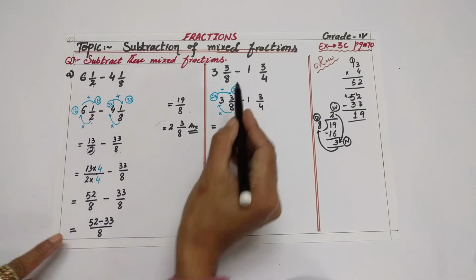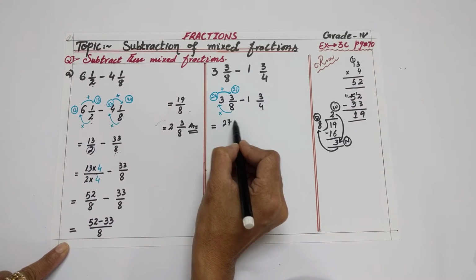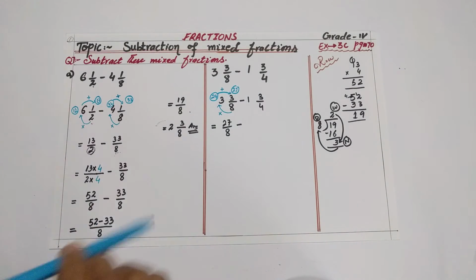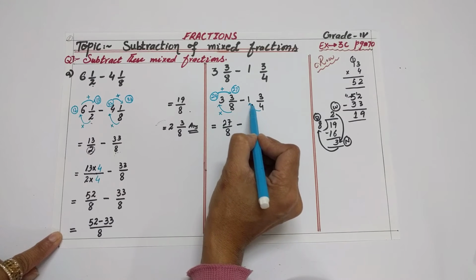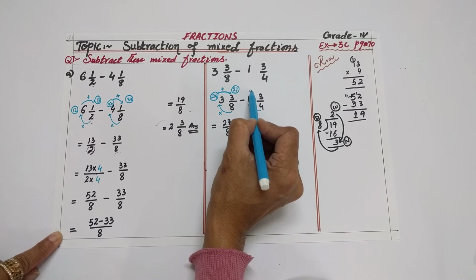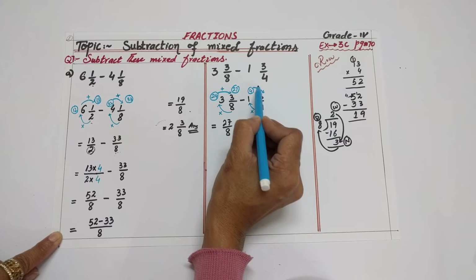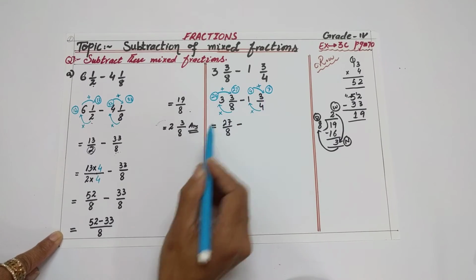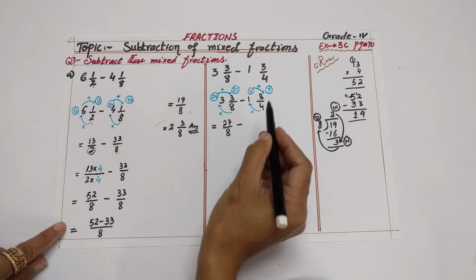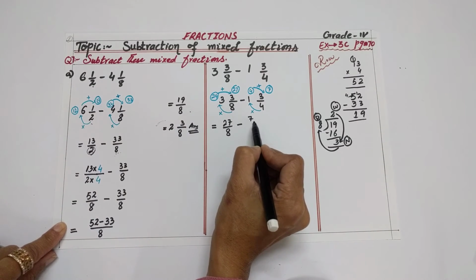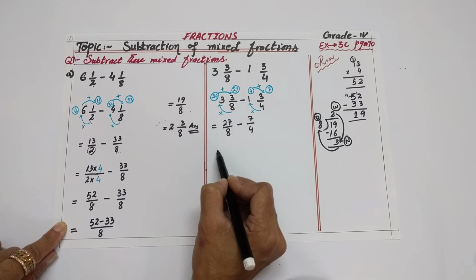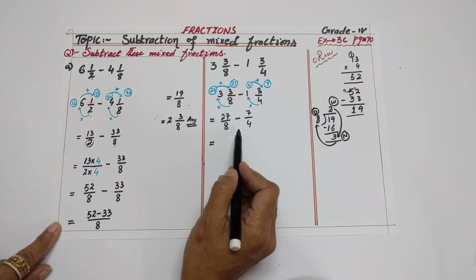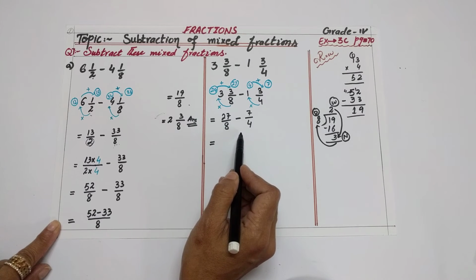So our first numerator is 27 and the denominator is 8, minus, same with the second one. 4 multiplied by 1. 4 1s are 4, and 4 plus 3 is equal to 7. The new numerator is 7 and the denominator is 4. The second step is to check whether your fractions have like denominators or unlike.